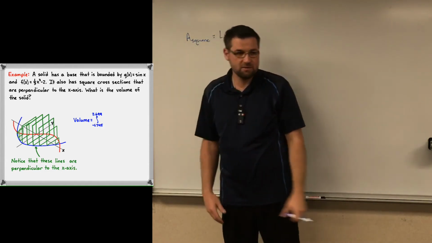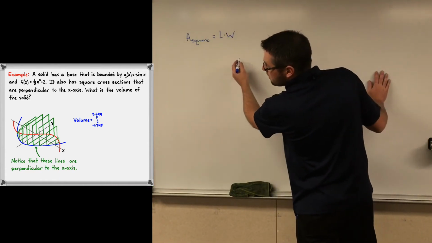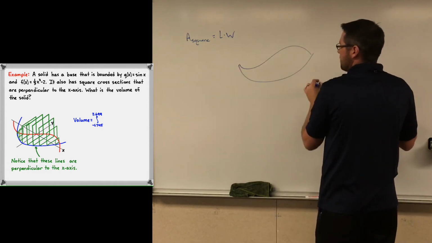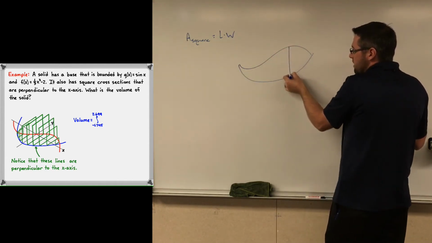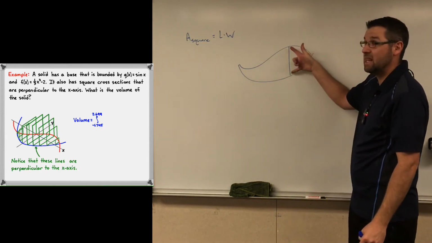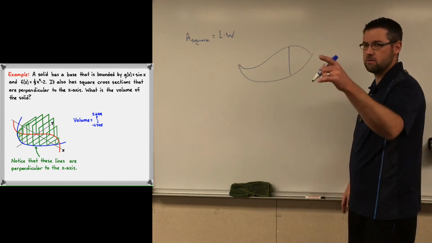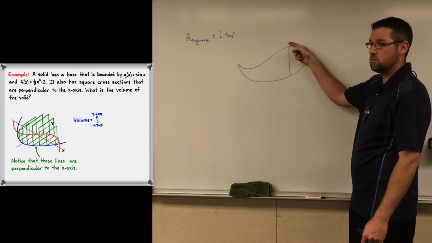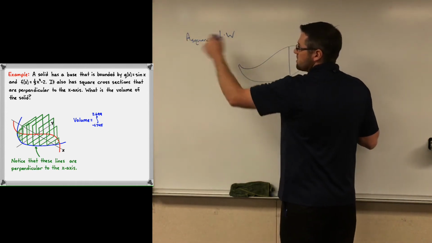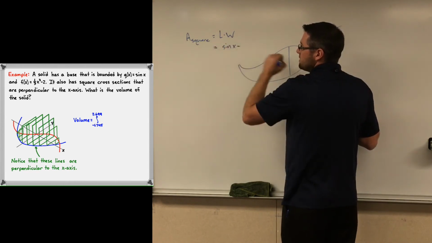Well, what is the length of this square? How do you determine the length? Here's the curve. It's like this, right? This is the length of the square, right? You guys see that? Well, how do I determine that length? No, I just want the length. It's the top function minus the bottom function. So then we would say that the length is, what's the top function? Sine of x minus, what's the bottom function?